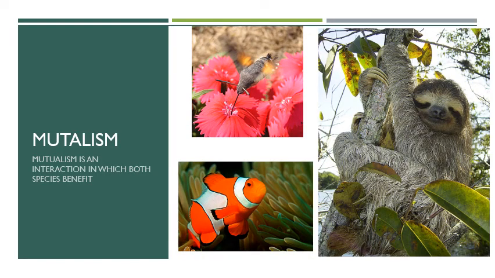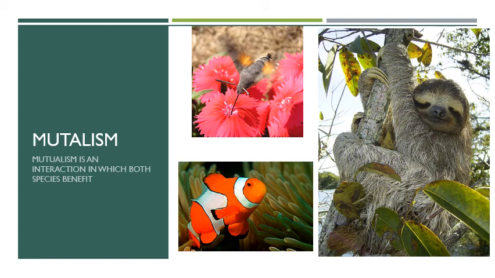But if we're not talking about parasitism, we might talk about mutualism. A mutualistic relationship is one in which both species benefit. The clownfish and the coral. The coral gets cleaned. The clownfish gets a nice, safe place to live and a small meal sometimes. The hummingbird and the flower. The hummingbird gets nectar. The flower gets pollinated.